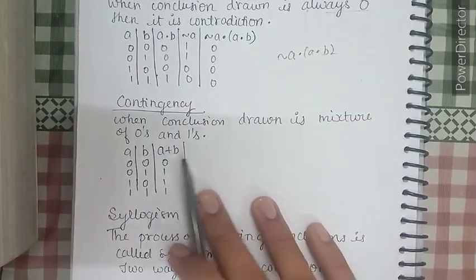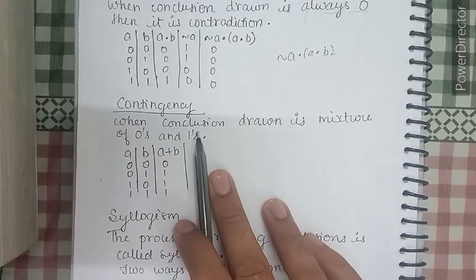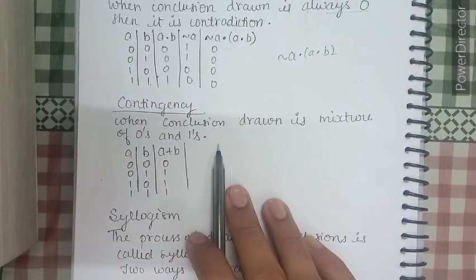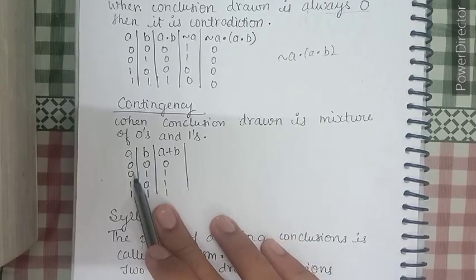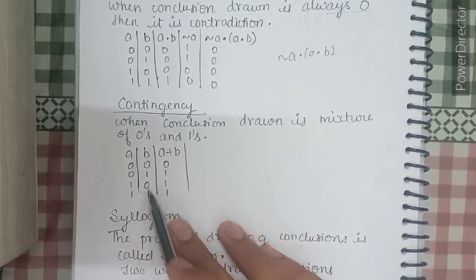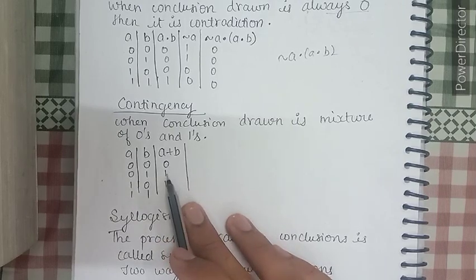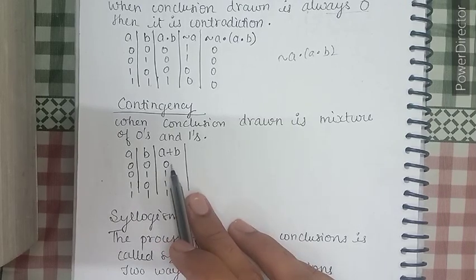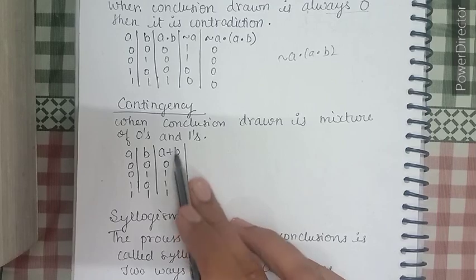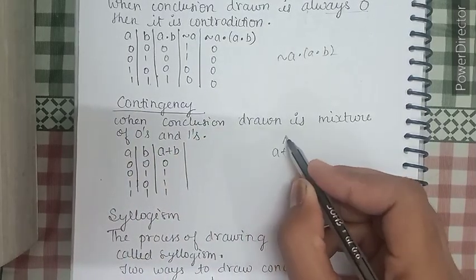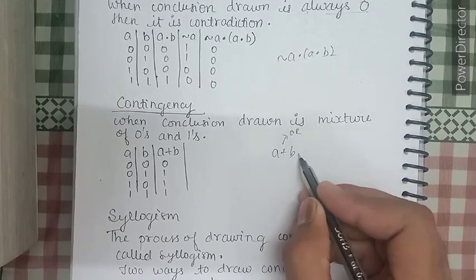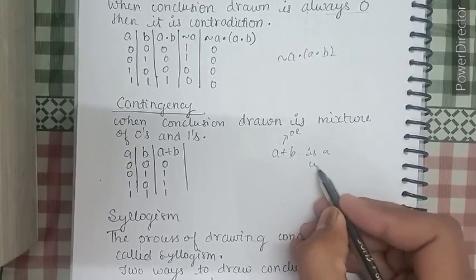Now coming to the next, that is contingency. Contingency is a mixture of zeros and ones. A and B are 0 0 1 1 and 0 1 0 1. So A plus B is 0 1 1 1. We can see there is one 0 and three 1s, so this is a contingency. The statement A plus B, where plus represents the OR operator, is a contingency.